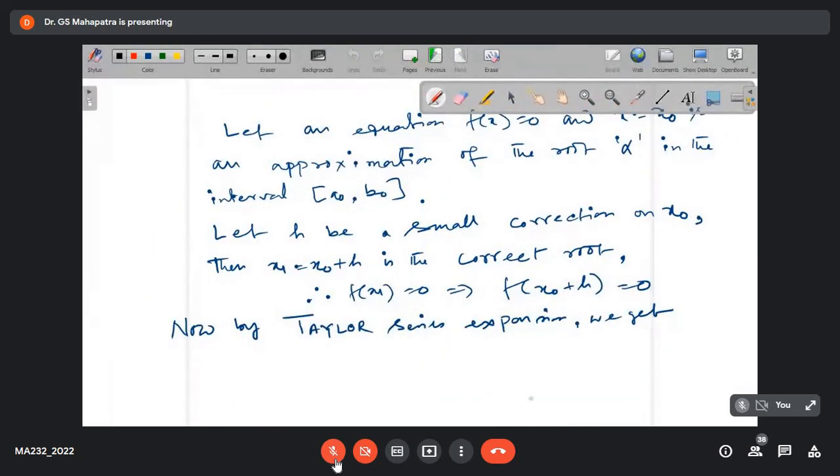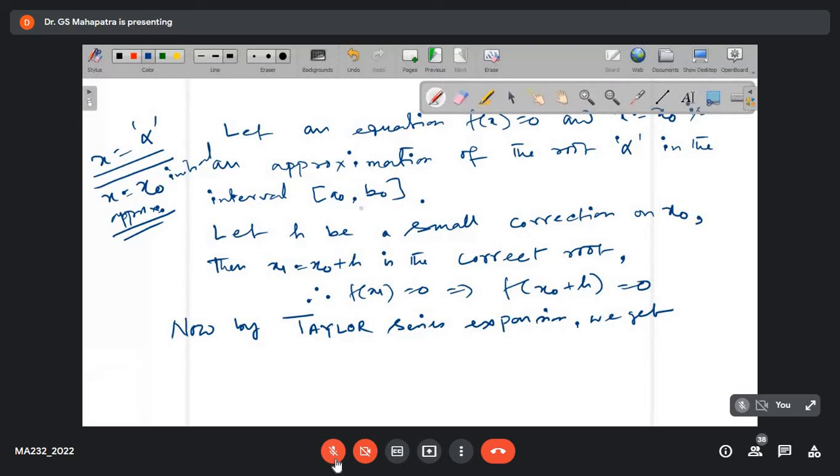Okay, so now the mathematical derivation. That one is actually the graphical interpretation, or graphical derivation, of the Newton-Raphson formula. Let an equation f of x equals 0, and x equals x naught is an approximation of the root alpha. So the actual root is x equals alpha. We have to reach this by considering that x equals x naught is the initial approximation.